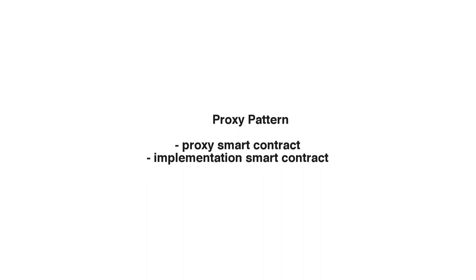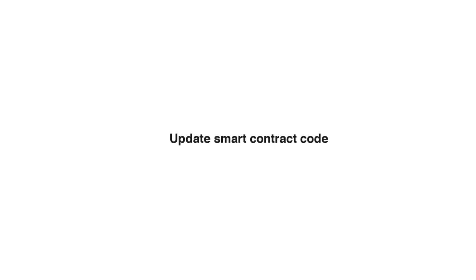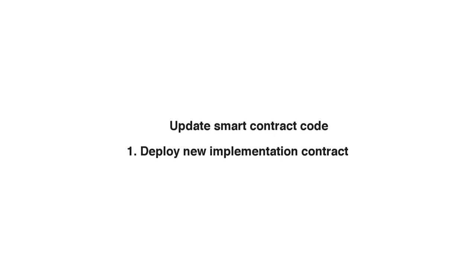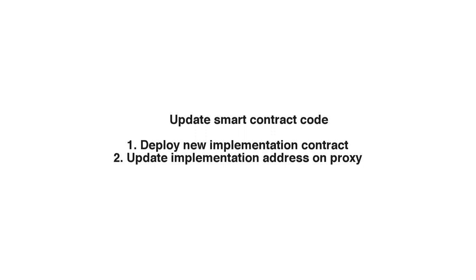This is the smart contract that implements the logic for manipulating data. When you need to update your smart contract logic, you will first deploy your new implementation smart contract and then call a function on the proxy contract that updates the address of the implementation smart contract. Future calls to the proxy contract will forward to the new implementation smart contract and ignore the old implementation contract.